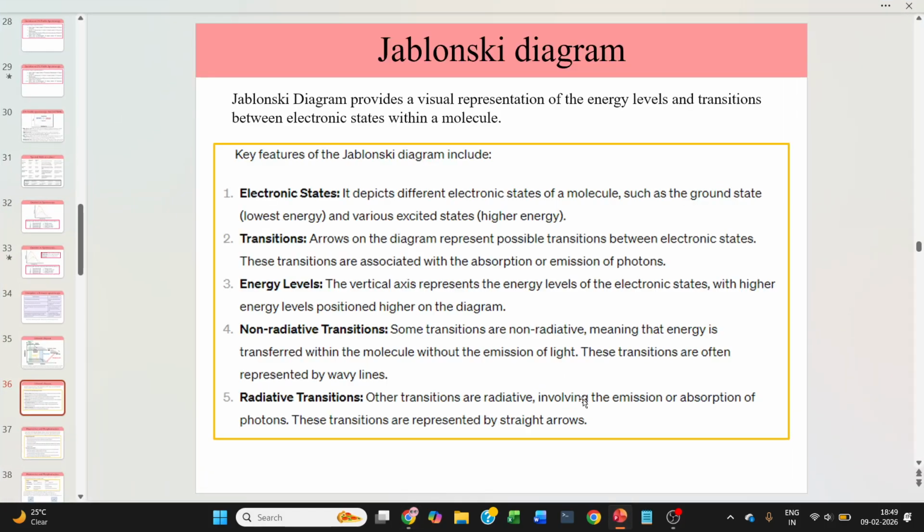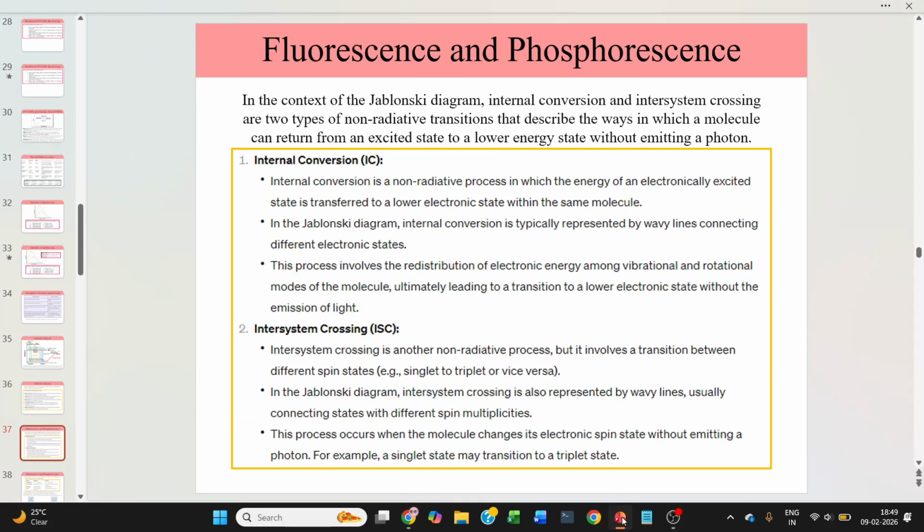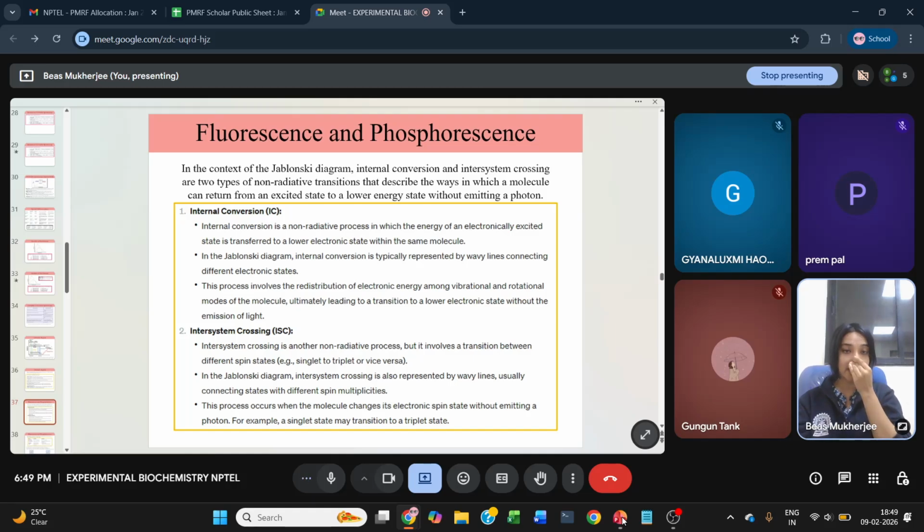Okay. Now we have something more about Jablonski diagrams, fluorescence and phosphorescence. So in the context of the Jablonski diagram, there is something called internal conversion and something called intersystem crossing. So what are these? These are non-radiative transitions that describe ways in which a molecule can return from an excited state to a lower energy state without emitting a photon.